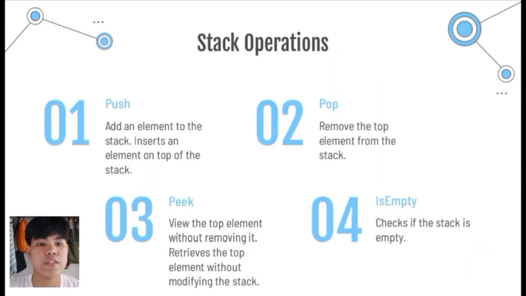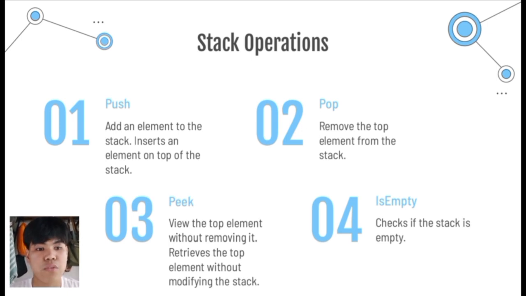Hi everyone, in this segment, I'll be explaining the basic operations we can perform on a stack. A stack is a last in, first out data structure, which means the last item we put in is the first item we take out. The 4 main operations on a stack are: number 1, push. This operation adds a new element to the top of the stack.